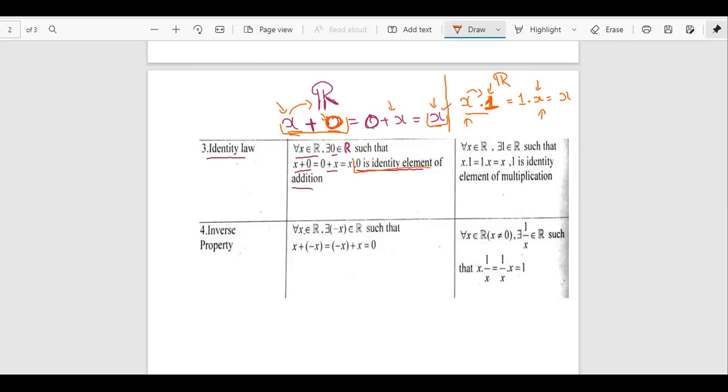And if we talk about one, one is the number. Whenever you multiply a number with one, you get that number back. So you know that one is your identity element. Is it clear? Ahmed, is it clear? Yes, it is correct.